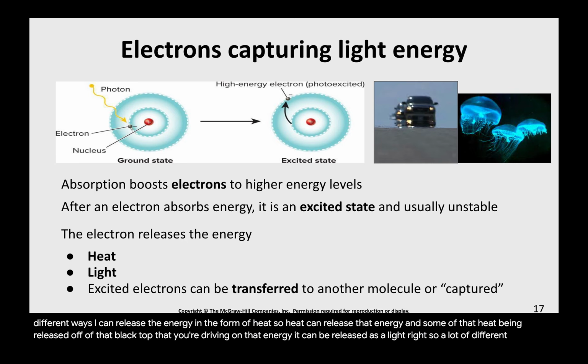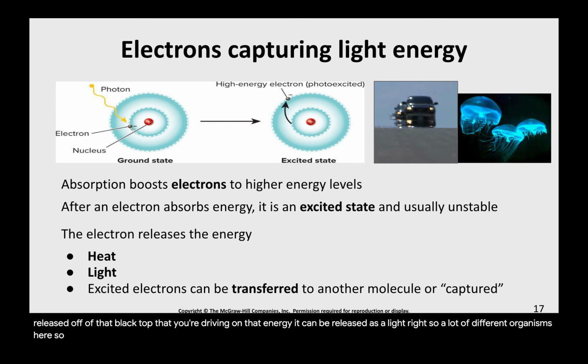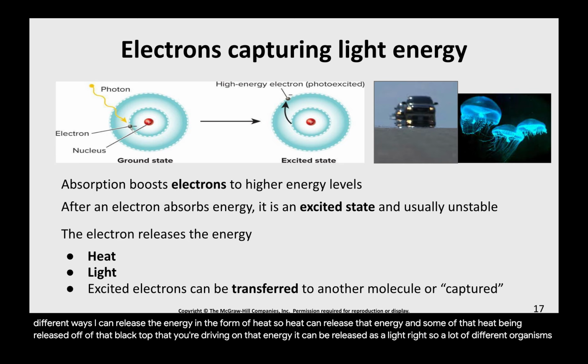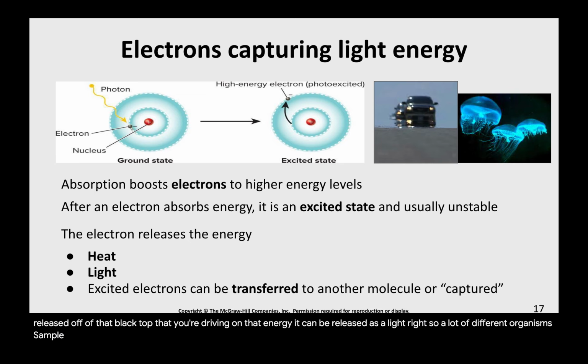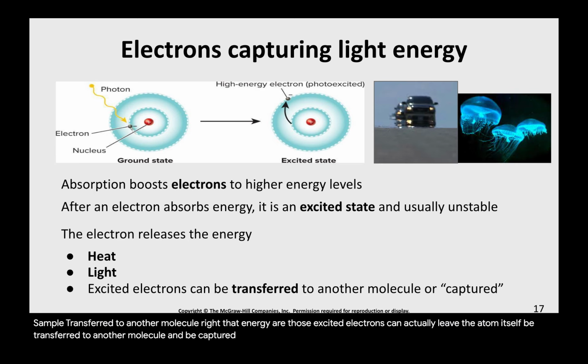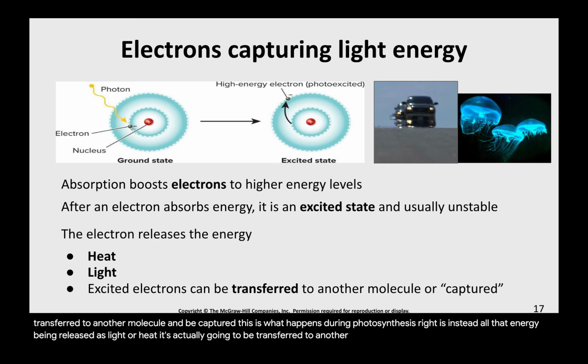So a lot of different organisms beyond plants will actually release light in this form of bioluminescence here. So those bioluminescent jellyfish are a great example. But the energy can also be transferred to another molecule. Those excited electrons can actually leave the atom itself, be transferred to another molecule, and be captured. This is what happens during photosynthesis: instead of that energy being released as light or heat, it's actually going to be transferred to another molecule completely.